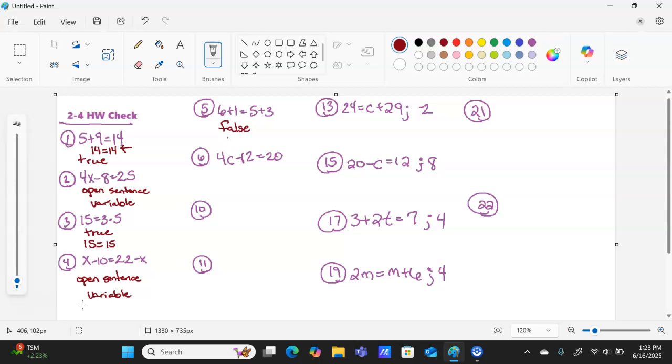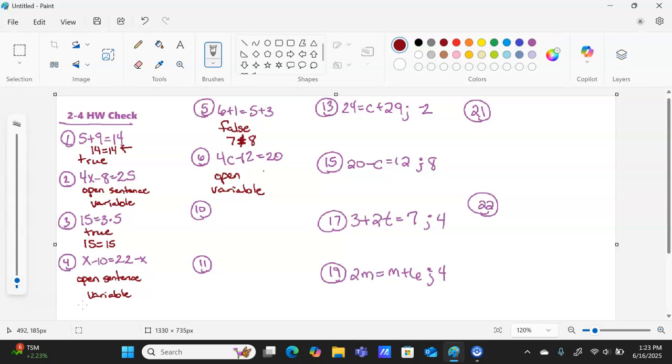because 6 plus 1 is 7, and 5 plus 3 is 8. And 7 does not equal 8. So that's a not equal sign there. And then this one is open, and because of the variable.